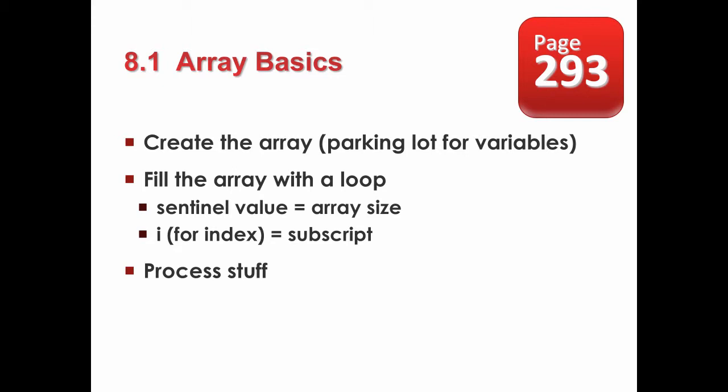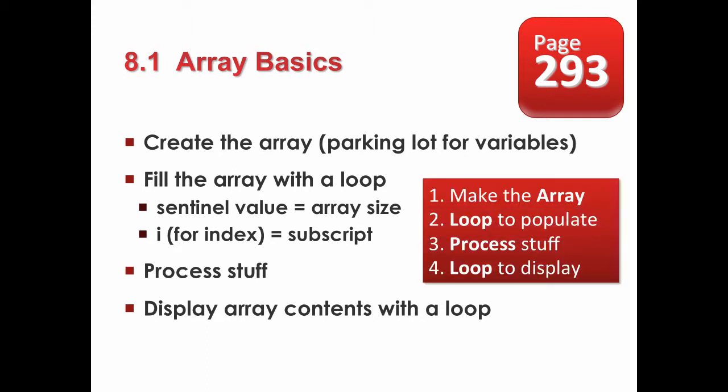So we've created the array, we use a loop to input stuff into the array, and then we process the array, and then we display the array contents with another loop. So in summary, it's going to look like this. We make the array, we loop to populate it, we process it, and then we loop to display it.